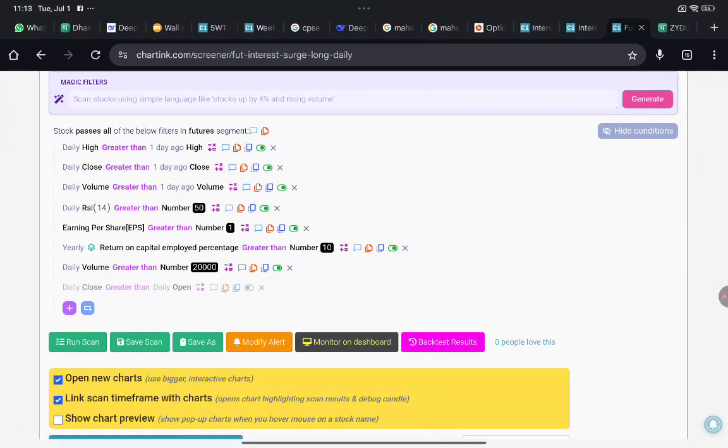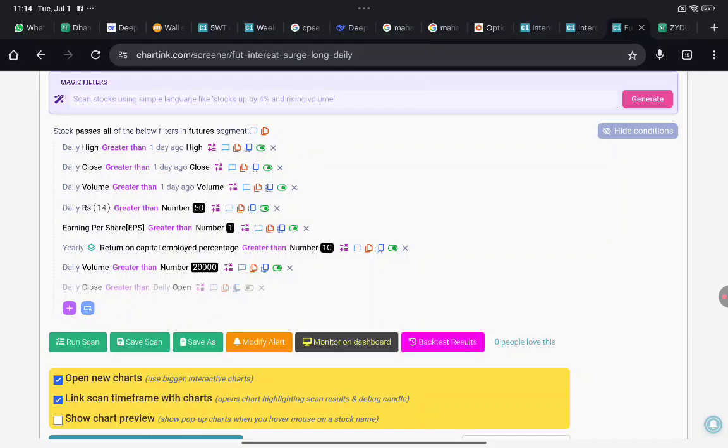On your screen, you can see the scanner. You can take a screenshot of this, revisit this video, pause it, and do whatever you want. Basically, I told you the first condition says the daily high should be greater than the 1 day ago high. Daily close should be greater than the 1 day ago close. These 2 make condition number 1. Then daily volume should be greater than the 1 day ago volume.